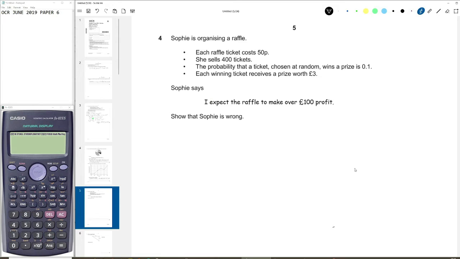So, first of all, I would work out the income from selling the raffle tickets. Each raffle ticket costs 50p. She sells 400 tickets. So income would be 50 times 400, which would be 20,000. That's pence. So that would be £200. So she has £200 income.